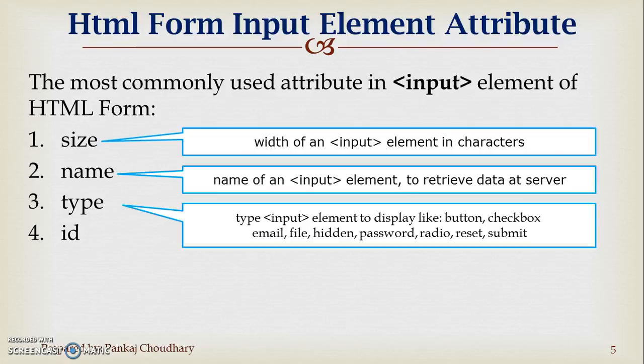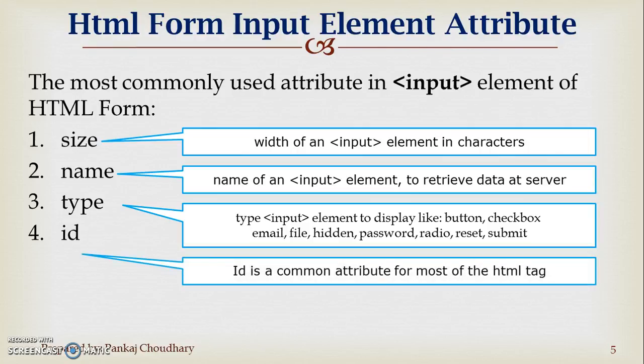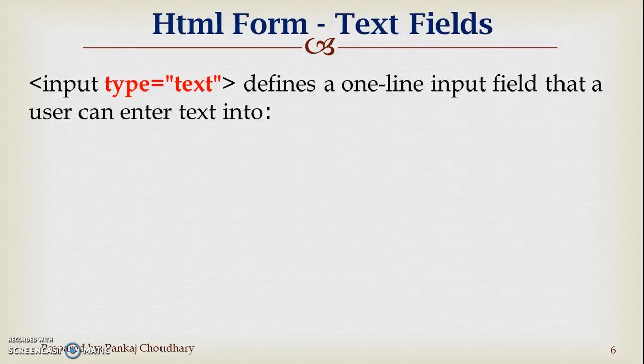ID is a common attribute in most of the HTML tags. It is used to uniquely identify that HTML element. Now we will see, one by one, the types of input elements. First we will see type equals to text. When the type is set to text, it is a one-line input field that a user can enter text into.